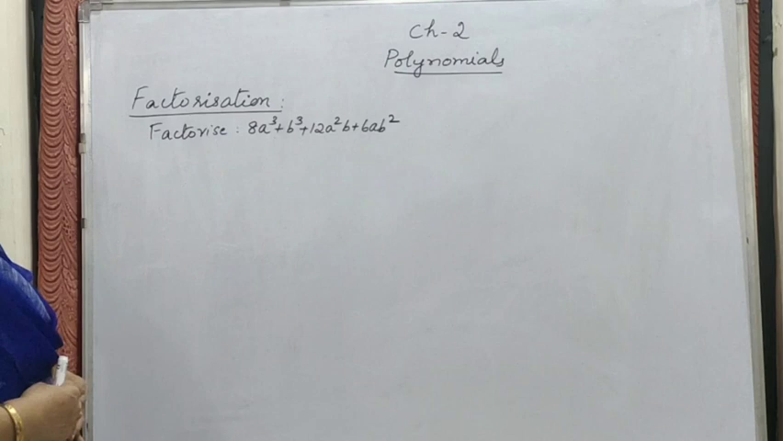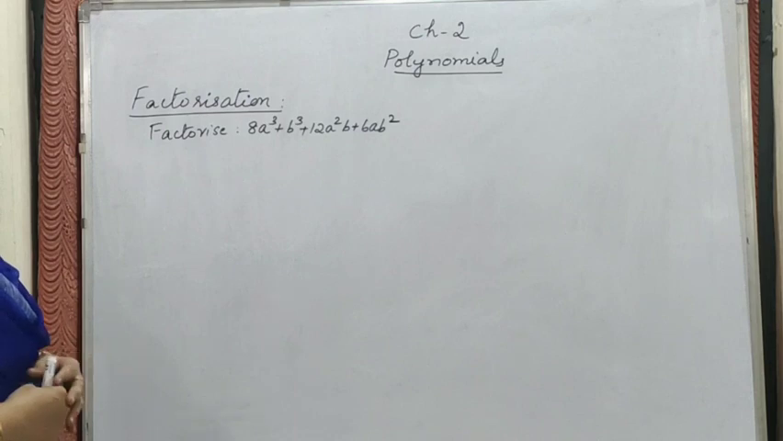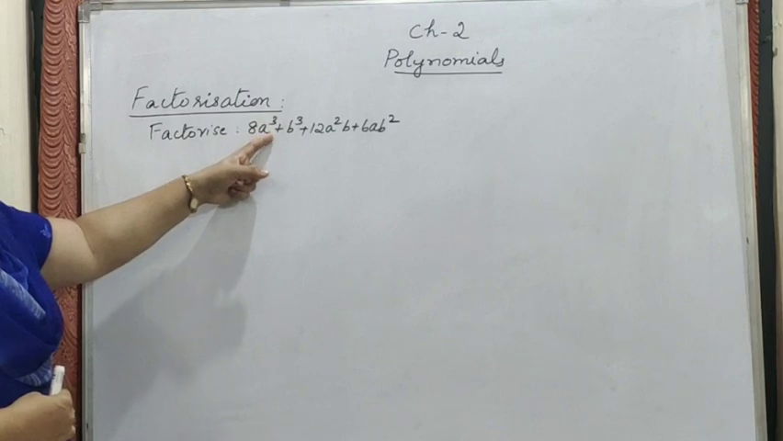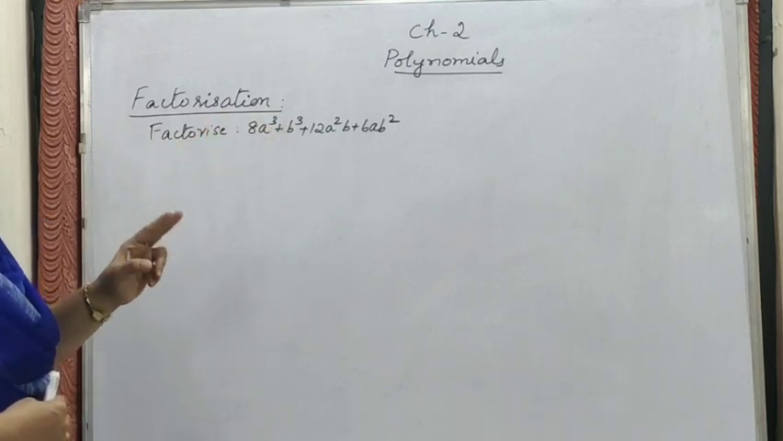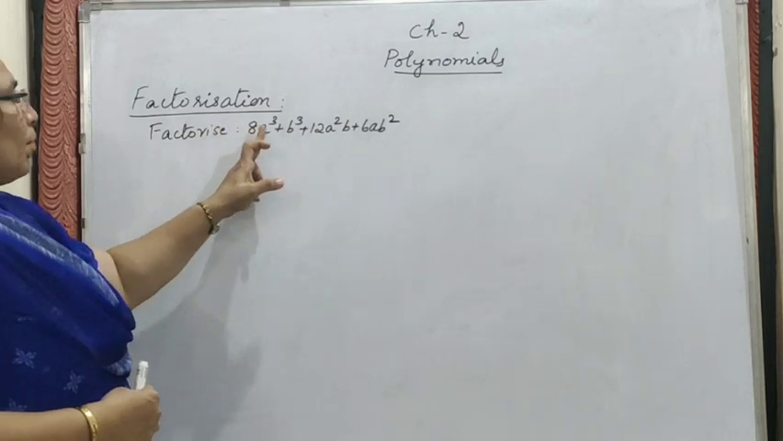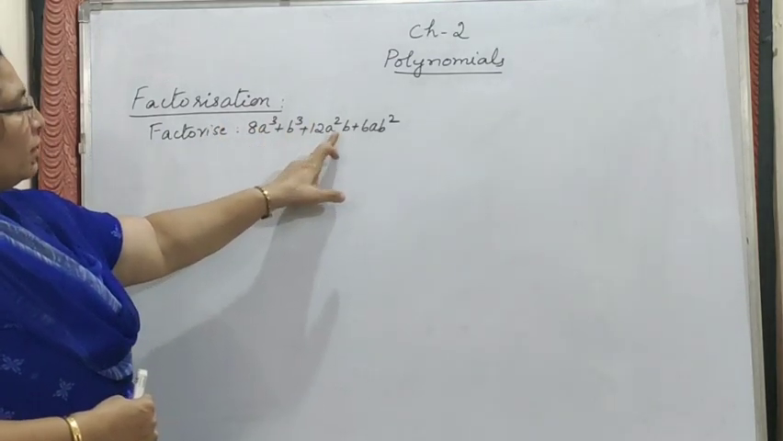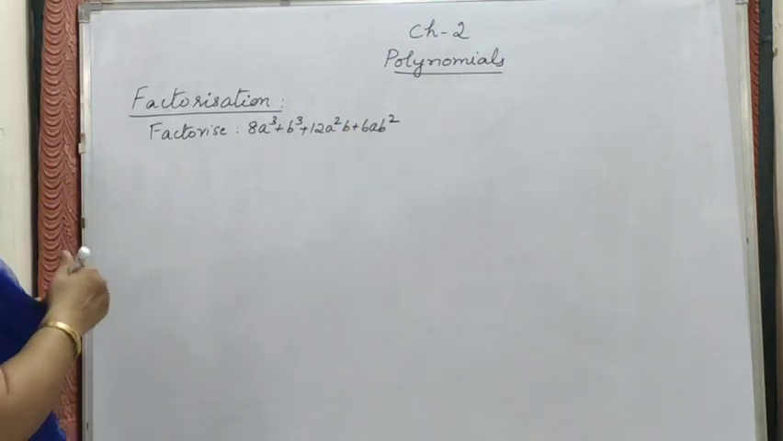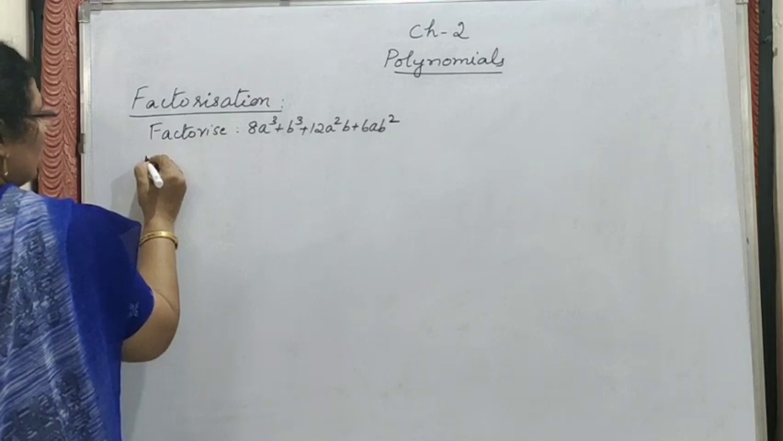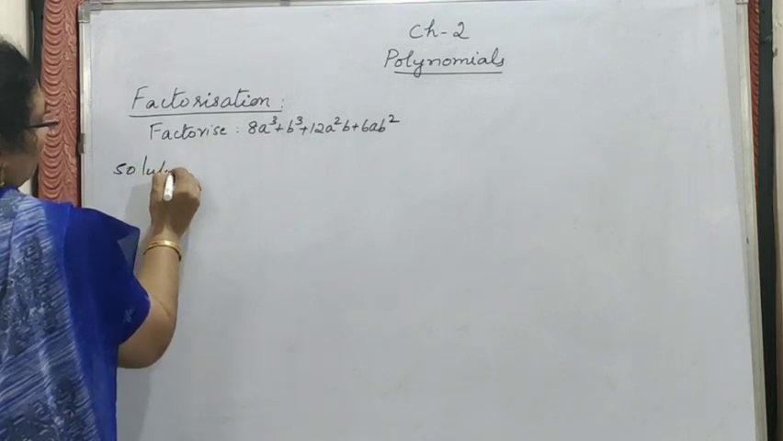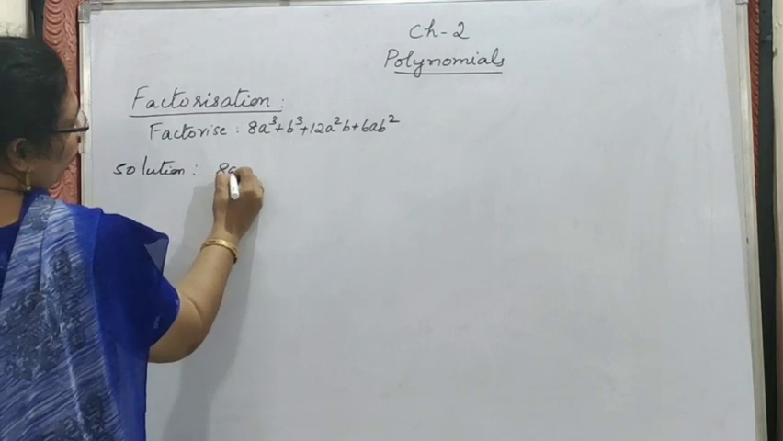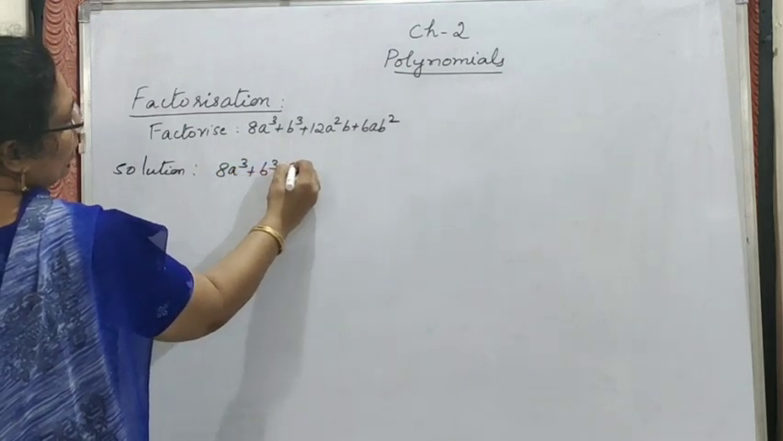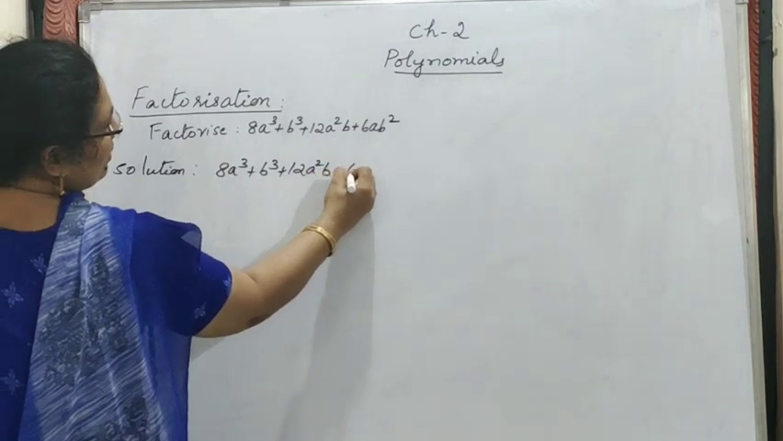Factorize 8a³ + b³ + 12a²b + 6ab². Since 4 terms are there, you should think which identity it is coming. The hint is here only, it is a³ and b³. So 2 cubical terms are coming, and see that the power of a is decreasing, a², then power of b is attaching with that, again a is decreased and b² is adding there. So I'll write the question first. Solution: 8a³ + b³ + 12a²b + 6ab².